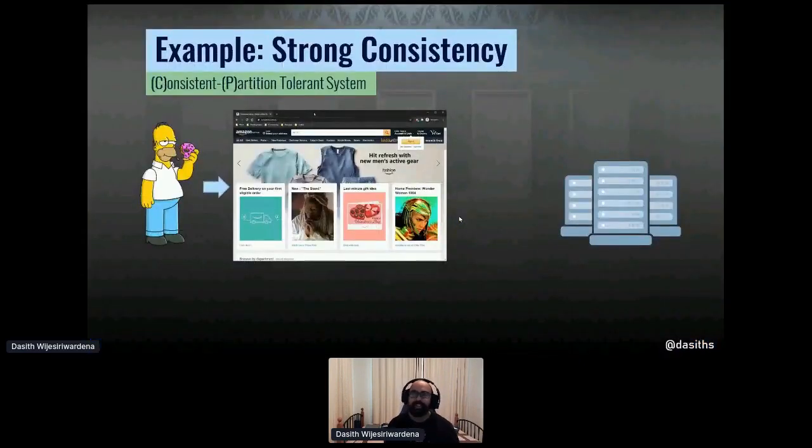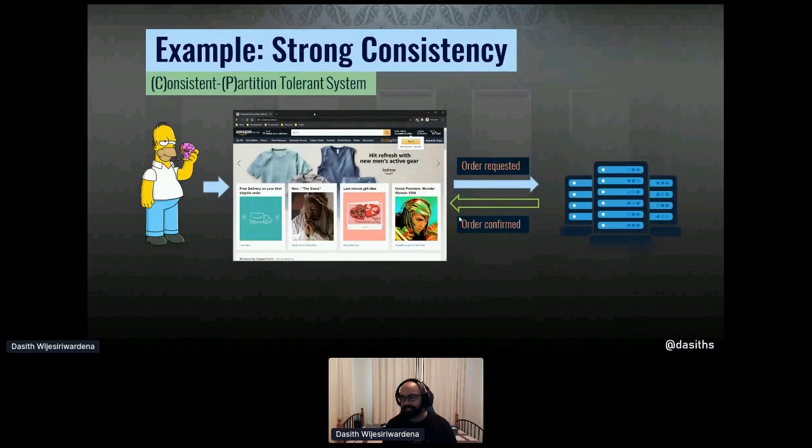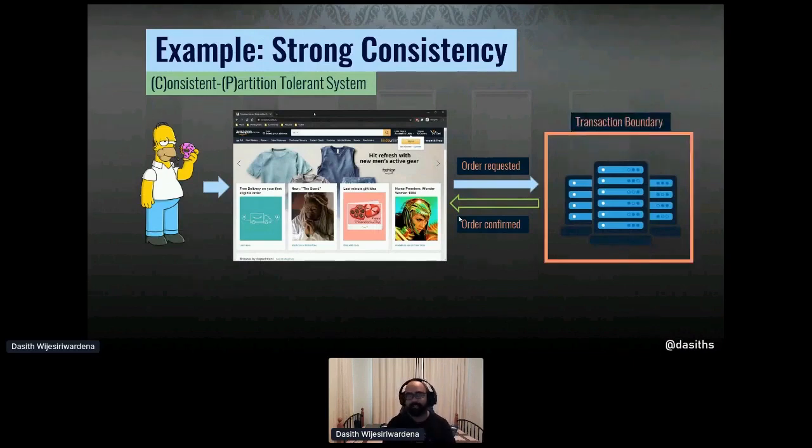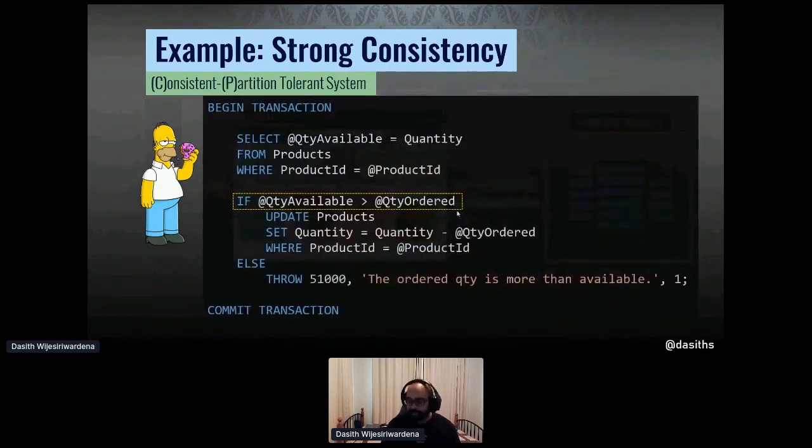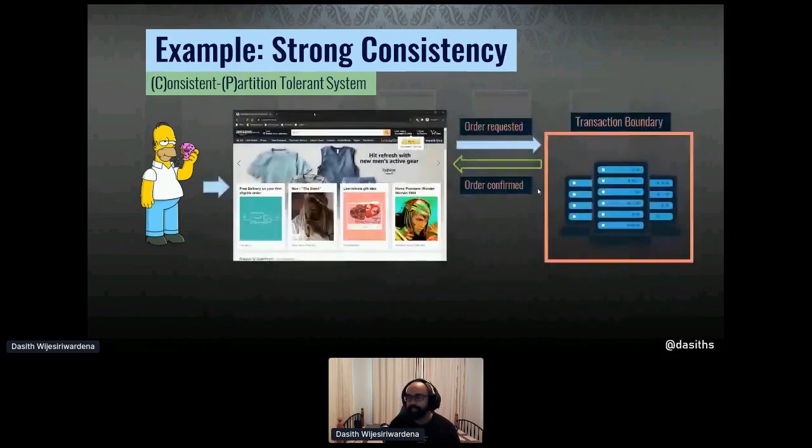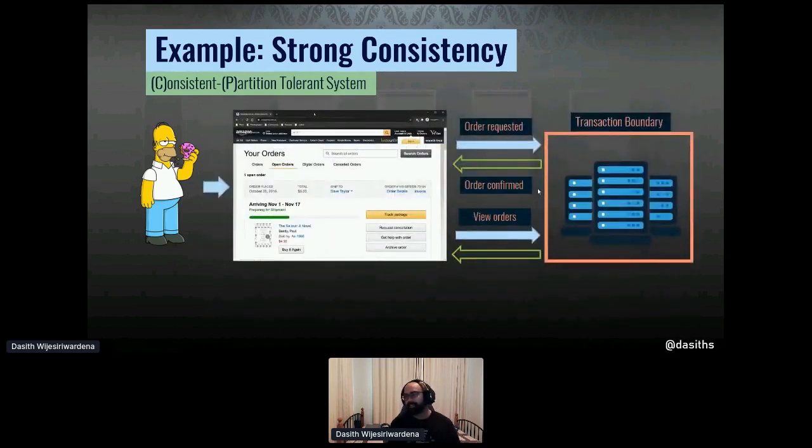So let's take a CP system. This is a thing you build 90% of the time. You send a request and the server confirms it. It can confirm it because there's a transaction that covers all the partitions. The nice thing about CP systems is that before confirming, you can have these invariant condition checks. All the partitions are consistent because the transaction covers them. And as a result, immediately after, you can look for the order and the order will be there.